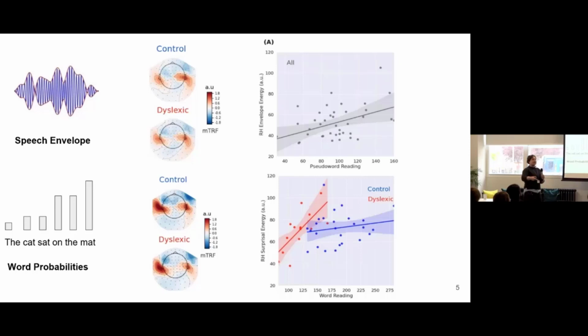So it seems to me that this is the mechanism that is sort of, they know that they can't do the top bit. They know they can't trace the acoustics very well, but maybe they can compensate a little bit by the context. Not so for controls. No relationship, because they learn to read in a different way. They learn to read with phonological decoding. And this is just a little bit of what the time-resolved brain data, tracing speech in the brain, can tell us.